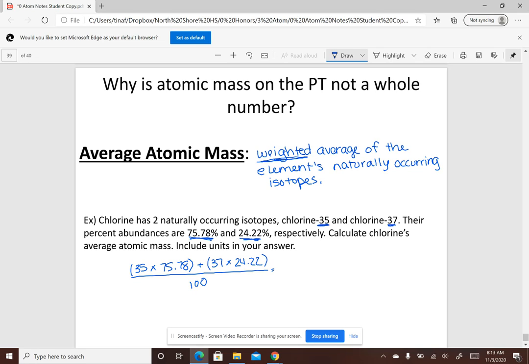All right, so when you throw that in your calculator, you get 35.4844. So we don't want to round average atomic masses. If you look on the periodic table, they are not rounded. They have quite a few numbers after the decimal place. So were we right that the average is closer to 35 than it is to 37? Yes, because there's more chlorine 35s in nature.